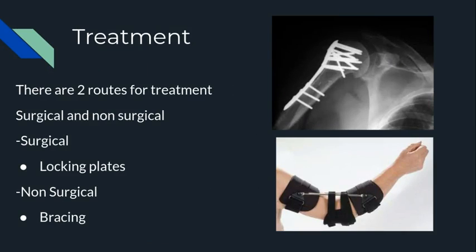So there's two routes for treatment, and it doesn't matter if you have a proximal or shaft. Treatment methods are typically the same. So there's locking plates if you're surgical or operative. Locking plates are one surgical technique that are used. Non-surgical technique is bracing, and with bracing, there's also slings.